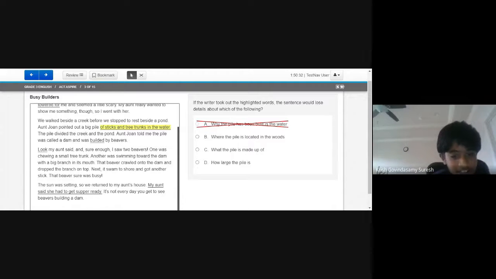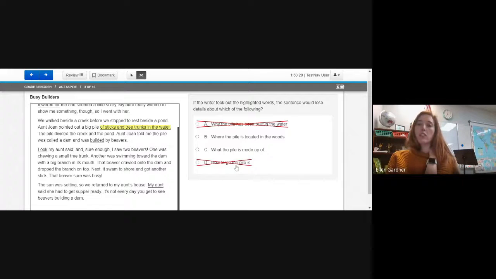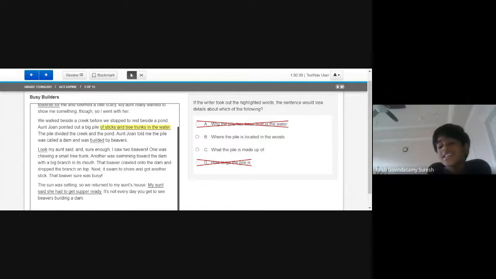It's not how large the pile is. Yep, we can eliminate that one. So it's up to where the pile is located or what it's made of. Think about what's happening here, Krish. It says it's a pile of sticks and tree trunks in the water. Does sticks and tree trunks tell us where it is or what it's made of? It tells what it's made of.